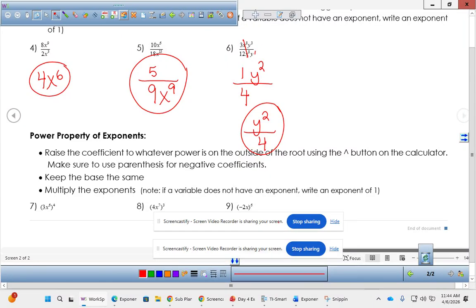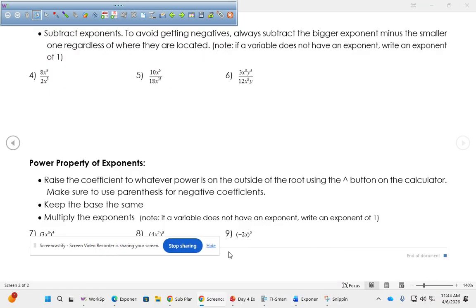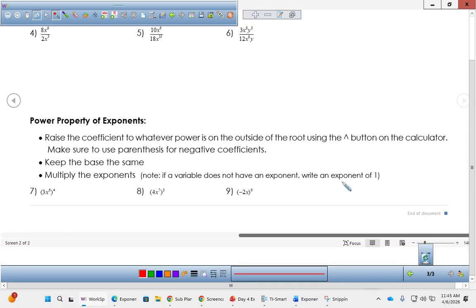All right, and for this last section here, what makes the power property different than the multiplication property is you're going to see parentheses in each, but in this one, there's only one set of parentheses and there's a number on the outside of it, whereas for the multiplication property, that's not the case. There's 2 sets of parentheses and there isn't a number on the outside of it. So I'm going to raise the coefficient to the power on the outside.